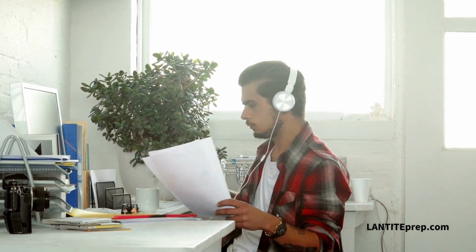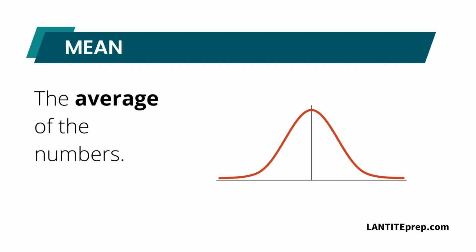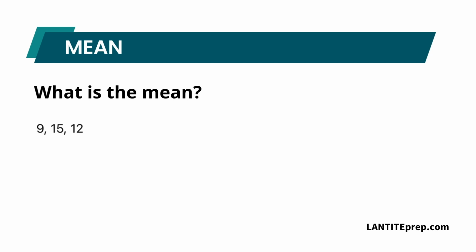Next, we're moving on to mean, median, and mode. Beginning with mean, which is the average of the numbers. What is the mean of 9, 15, and 12? Pause the video here to try this out and come back when you're ready to solve it.